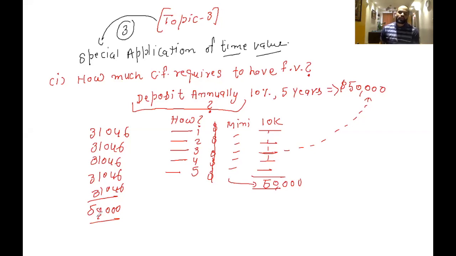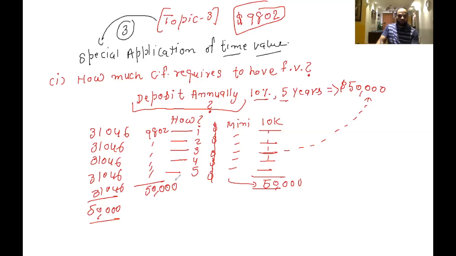Okay, I'll tell you the right answer. The right answer is what I calculated, 9802. Every period, every year, you have to deposit 9802, this money, every year. With the rate of 10% for 5 years, your investment is going to be 50,000, right? So now the question is, how did I find this number?